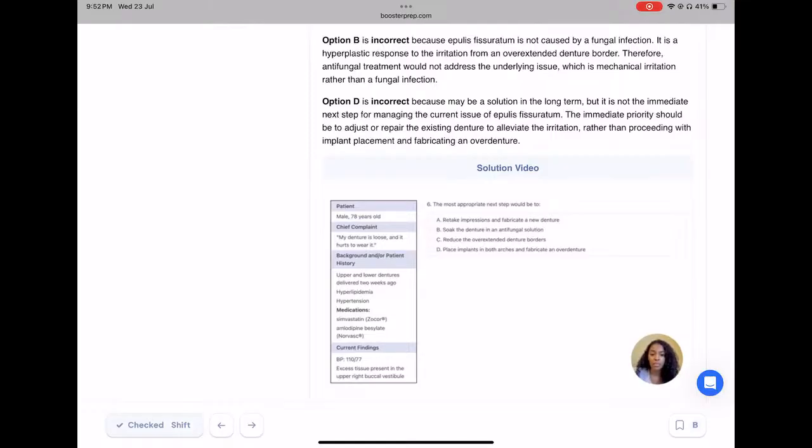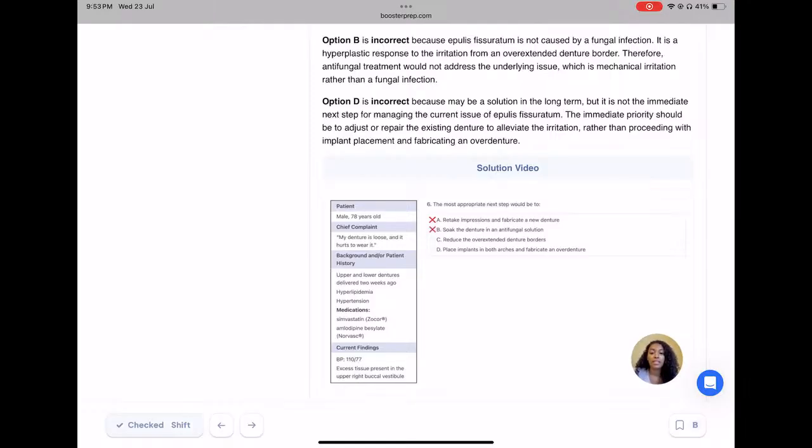So now looking at our options, option A says we retake impressions and fabricate a new denture. Taking a new impression and creating a completely new denture is an unnecessary and lengthy step when it comes to this particular case and would make option A incorrect. Option B states, soak the denture in an antifungal solution. Since this is not showing signs of a fungal infection, using antifungal solution would not treat this case, and therefore it's incorrect.